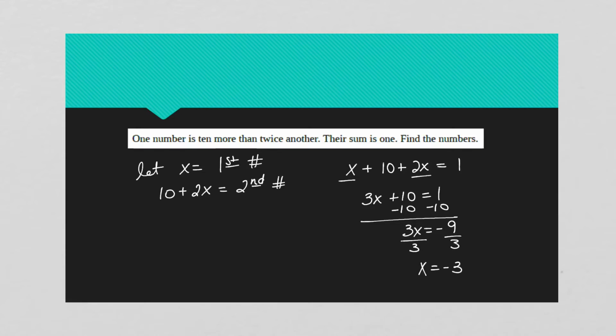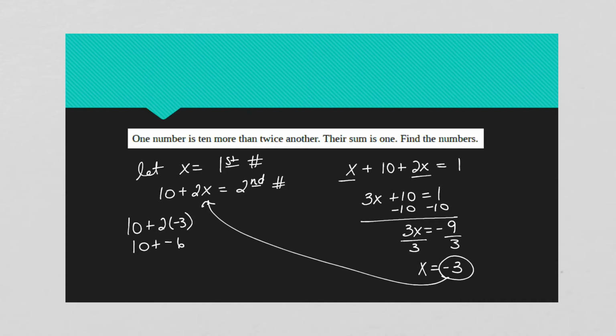Now, if I want to find the other number, I need to put negative 3 in where I see x right there. So I've got 10 plus 2 times negative 3. So 10 plus negative 6, which is 4. So my two numbers I'm looking for are 4 and negative 3.